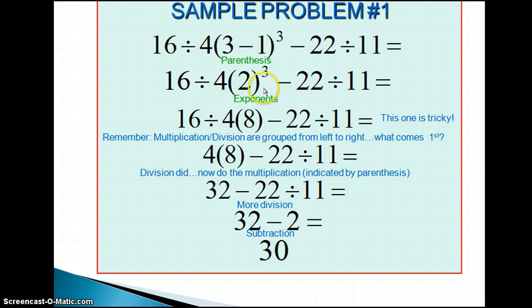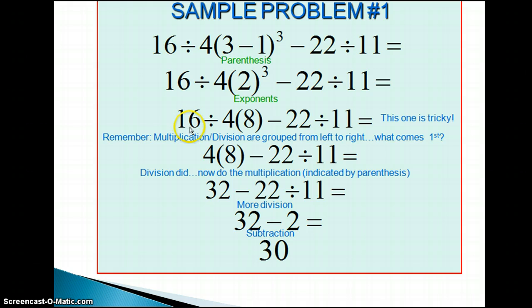So in the next step, we don't have any more parentheses, but we have exponents. So now we do the exponents. We would take 2 to the third power, 2 times 2 times 2, which gives us 8. Okay, now we're going to do multiplication and division in the same step. And this is pretty tricky because we're going to do left to right.